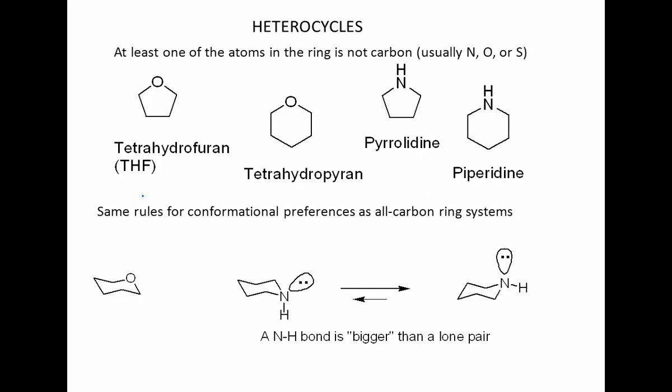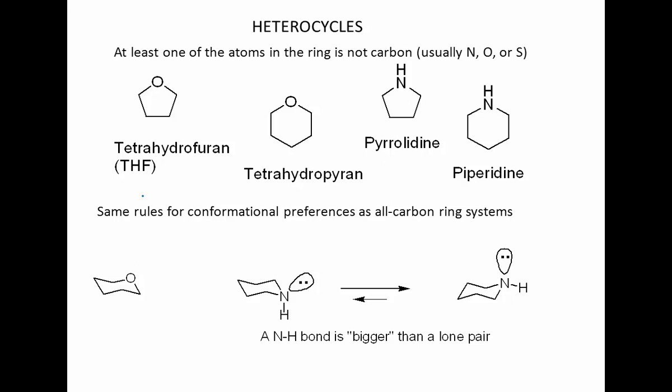Okay, let's look at heterocycles. I don't really want you to memorize the names for all these, but when we think about the conformational analysis, the rules don't change just because we turned a CH2 group into an oxygen or into an NH. Okay, these are just some representative heterocycles. There are a lot more than these.